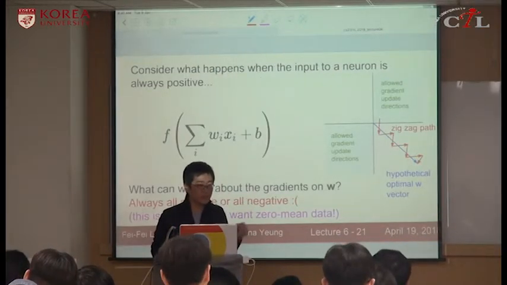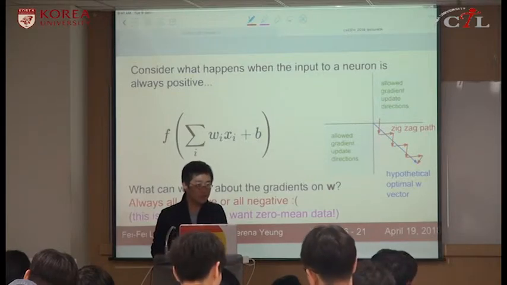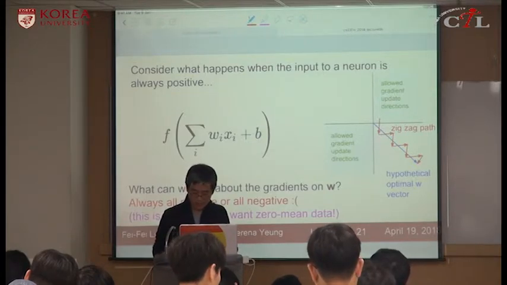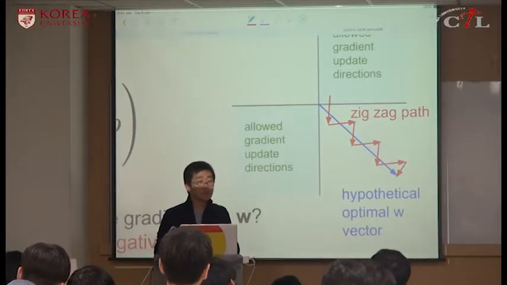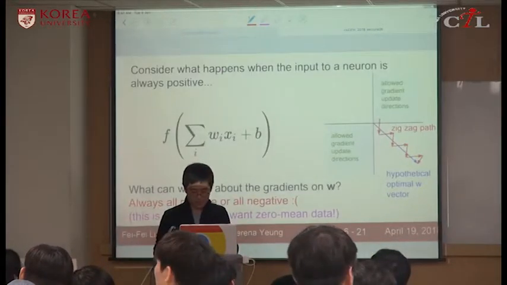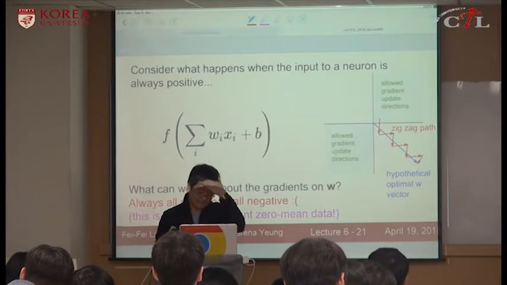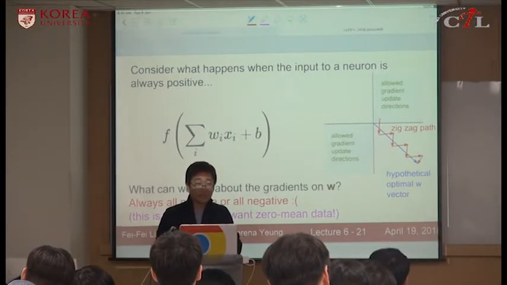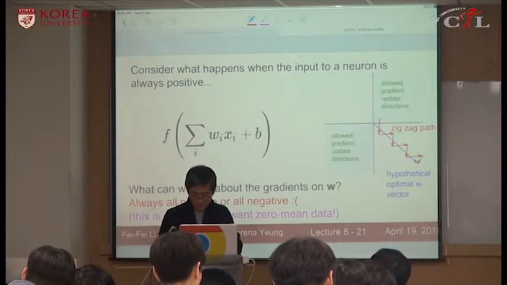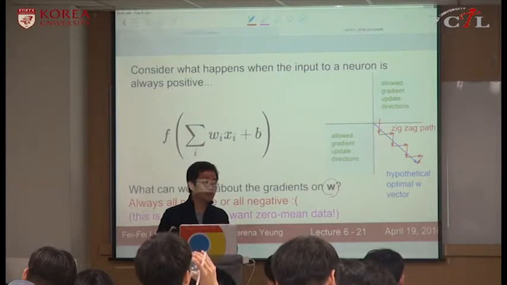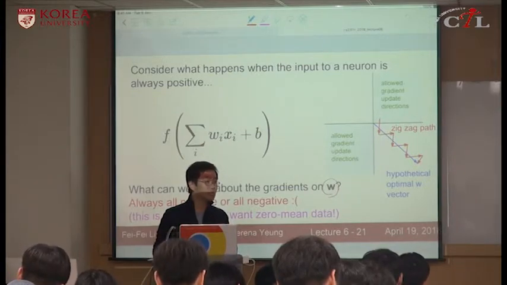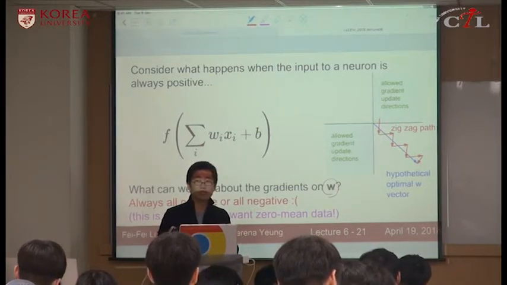So have you guys understood this slide of this zigzag path? So how about the parameters or weights in a single fully connected layer or a single convolutional layer?